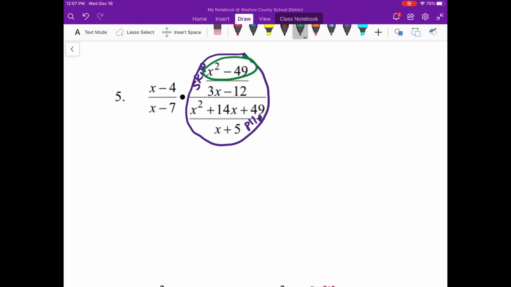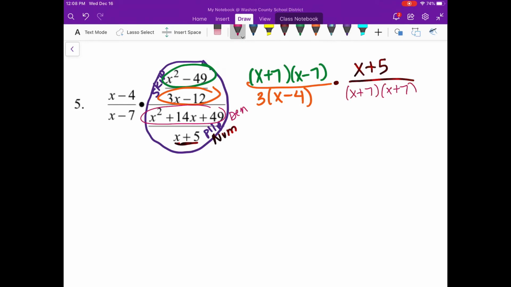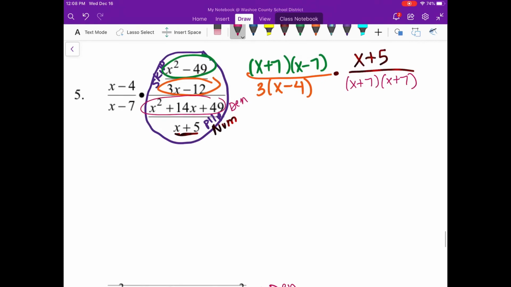Okay, so when I focus on just the numerator, this is a difference of squares. So this is going to factor out to x plus 7, x minus 7. Looking at the denominator, I can factor out a 3, leaving me with x minus 4 here. I know that this is going to turn into a multiplication problem. And so then this becomes my new numerator. So x plus 5 here. And then this becomes my new denominator. So that factors to x plus 7, x plus 7.